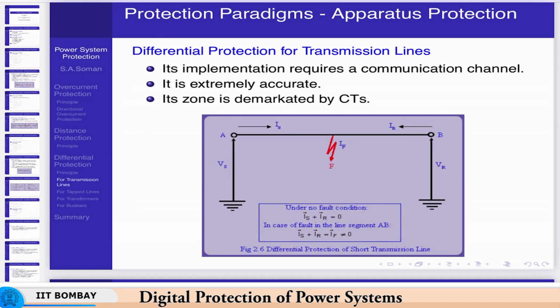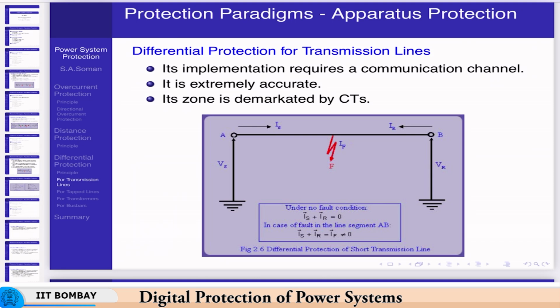Under no fault conditions, IS plus IR, the current which is leaving A will be the same as the current which is entering B, because there is no other fault on the line or no other abnormal occurrence on the line. So IS plus IR, notice that they are phasors. IS bar plus IR bar is equal to 0. If there is a fault, however, on the system, then the IS plus IR summation will not be 0, it will be equal to the fault current, because it will be fed from both the sides, since this is a transmission network.